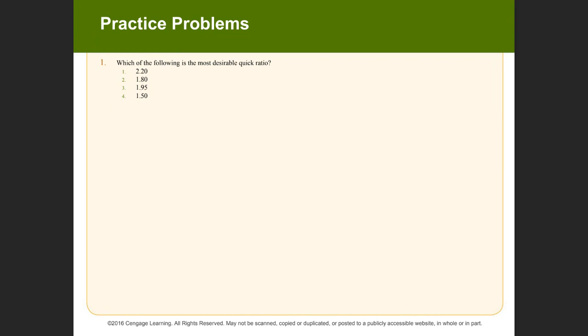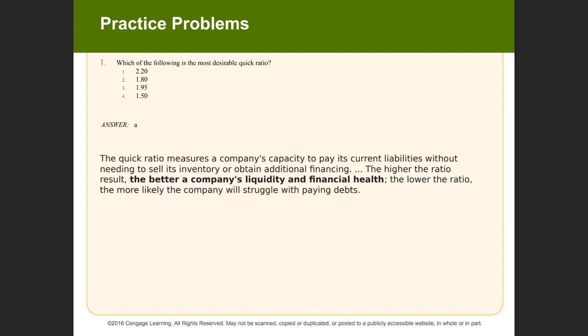So which of the following is the most desirable quick ratio? So we're talking about quick ratio. What is the most desirable quick ratio? That's like how quickly they can turn your assets into cash, right? Yep. So that ratio you want to be higher. So the most desirable out of all the options we have is the highest, which is 2.2.